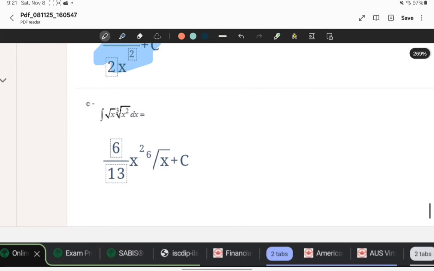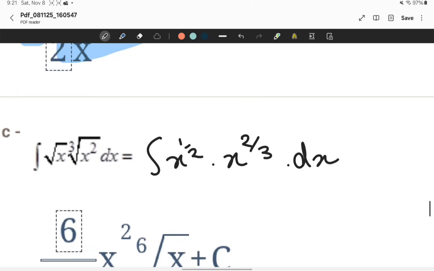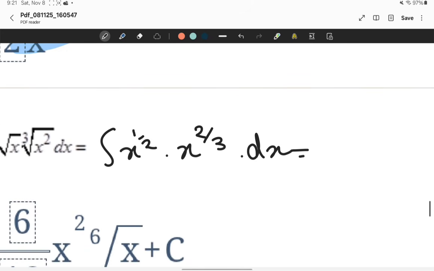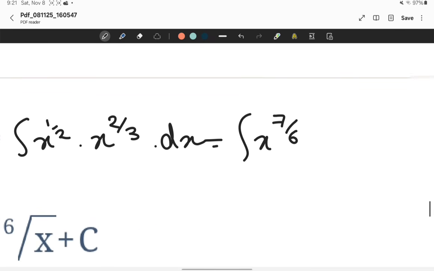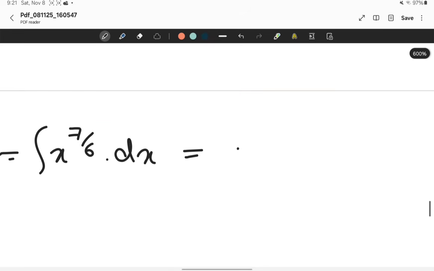Part C, the integration of this is the same as saying the integration of x to the 1 over 2 times x to the 2 over 3 dx. So 1 over 2 plus 2 over 3 is 7 over 6. So that means this is the same as saying the integration of x to the 7 over 6 dx.